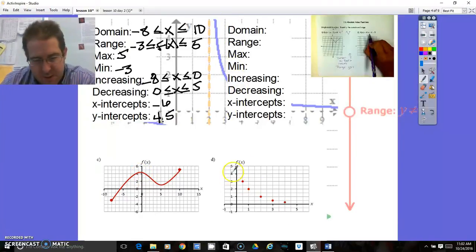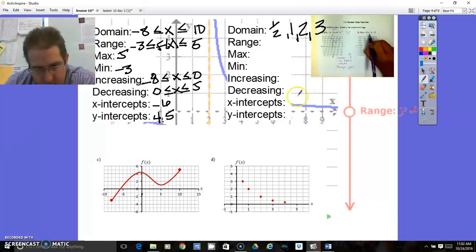This one is also a function because none of the dots are on top of each other. So the domain is literally all of those points. So it can be a half. The first point is at a half. The second point is at 1. The next point looks to be exactly 2, then 3, and then, let's see, 1, 2, 3, this looks to be 4. All right, and the range is the height.